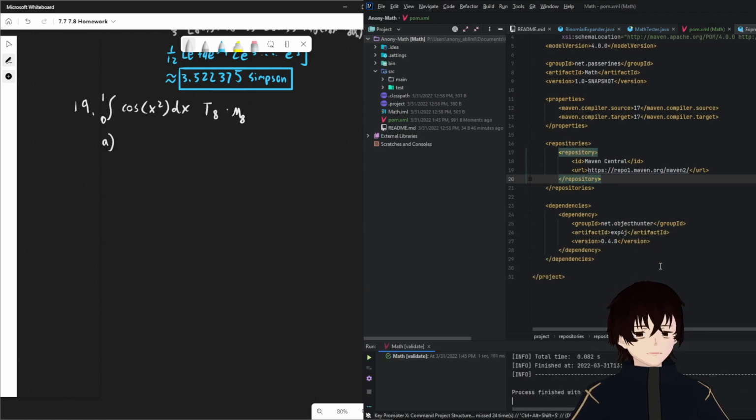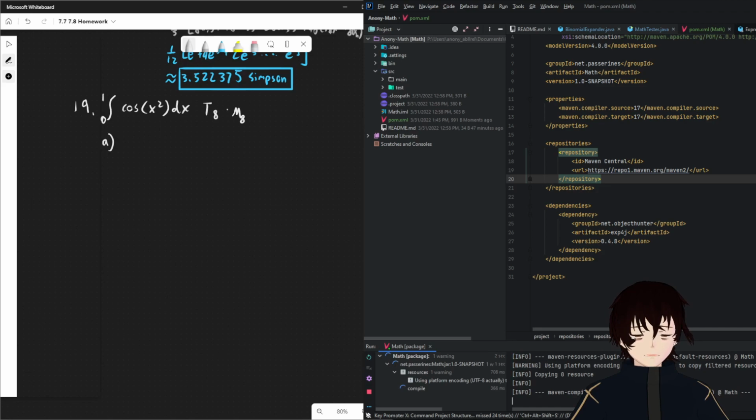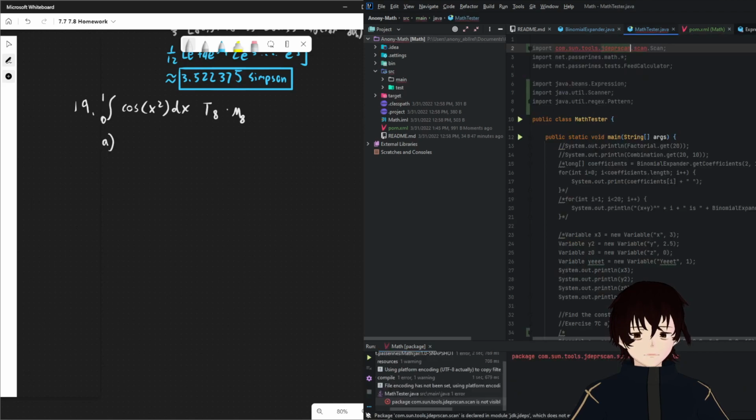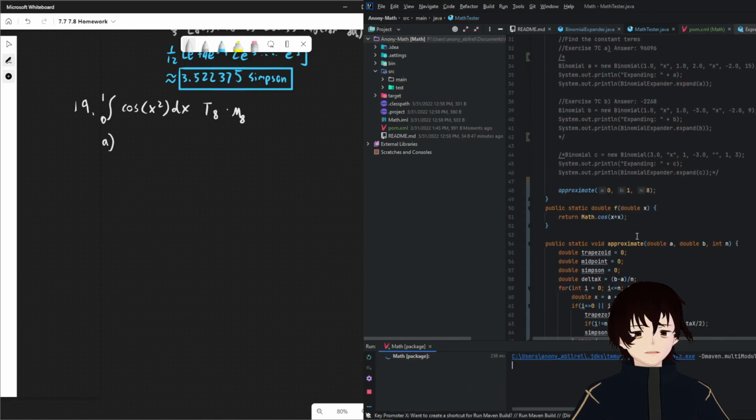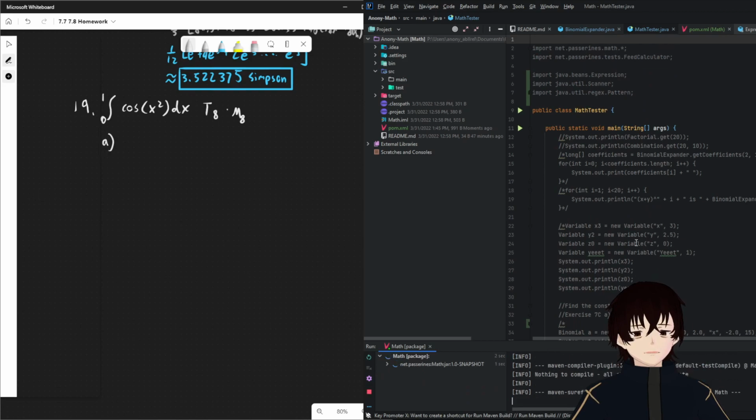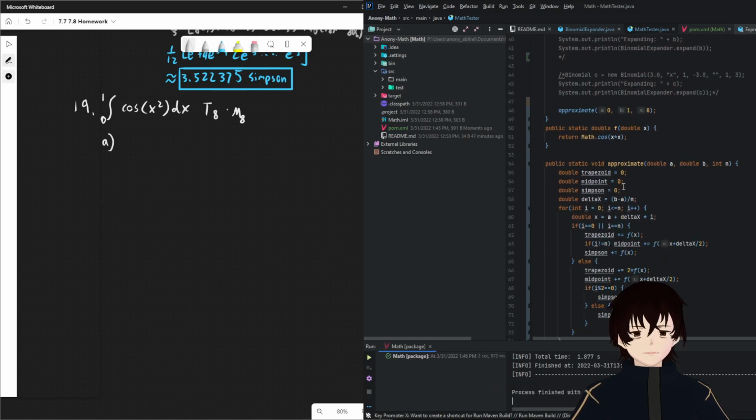Validate. Let's download sources and documentations. And click package because why not? Oh. Don't need that. That works. All right.